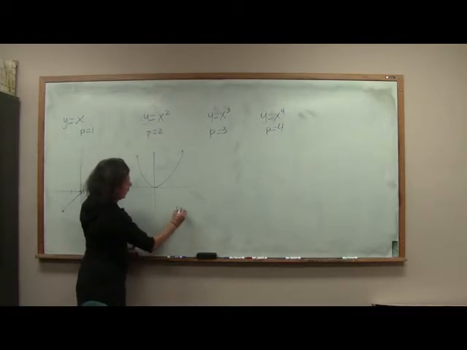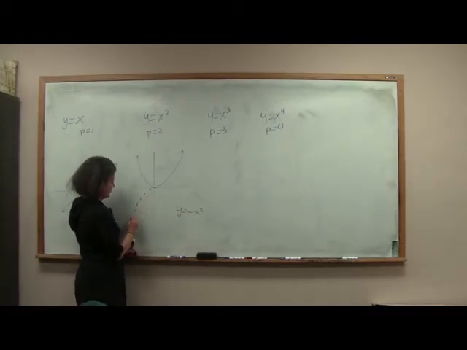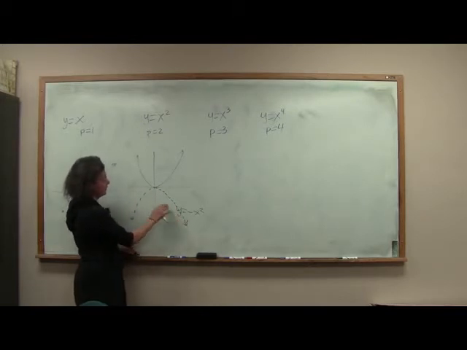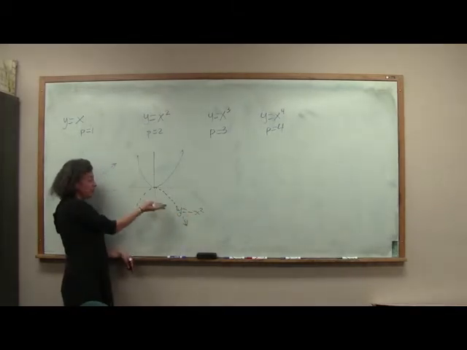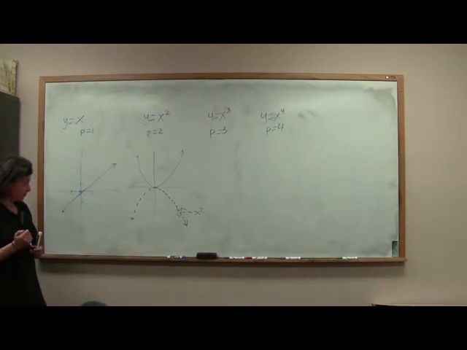Notice if I have y equals negative x squared, it looks much the same. But remember what we learned in chapter 6. If you have a negative in front of your function, that reflects your graph about your x-axis.